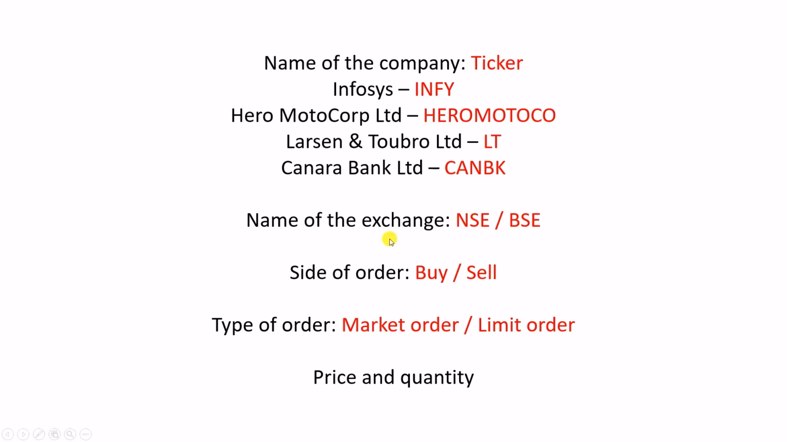Okay. Next, you need to decide the side of the order, whether you want to buy the stocks of Infosys or sell the stocks of Infosys. And then you need to decide the type of order, whether it is a market order or a limit order. We'll see the difference later. And finally, you need to decide the price and quantity. Okay, whether you want to buy 10 stocks or 20 stocks of Infosys, or you want to sell 10 stocks of Infosys. Okay, so these are the things that you need to know. So let us go to the desktop and place an order.